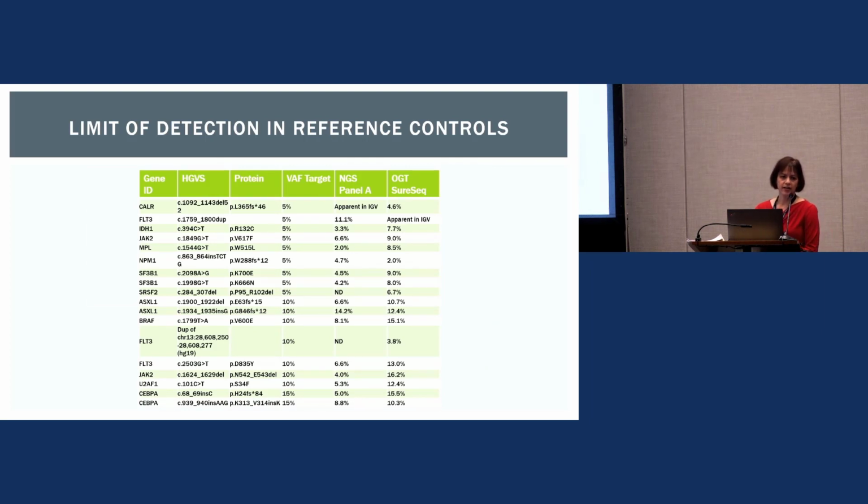As part of that validation, we did look at some reference controls that had a number of different genes with expected variant allele frequencies ranging between 5 to 10%. And we were able to detect all of these variants using both panels with variant allele frequencies that were in appropriate ranges.